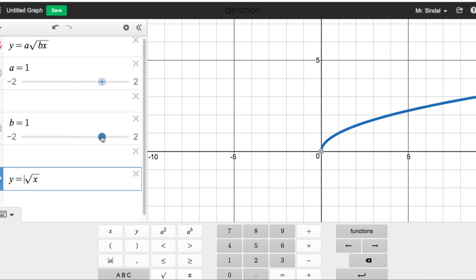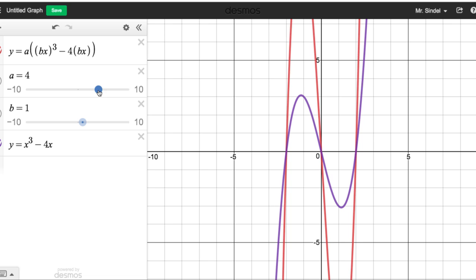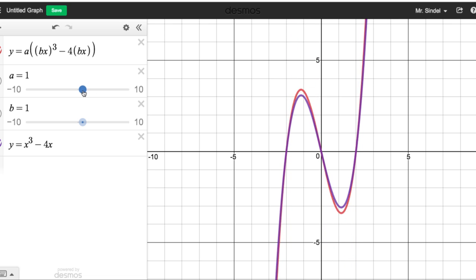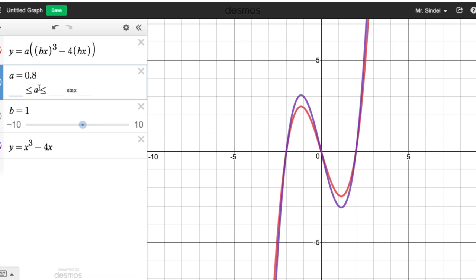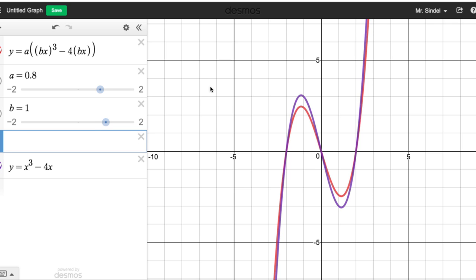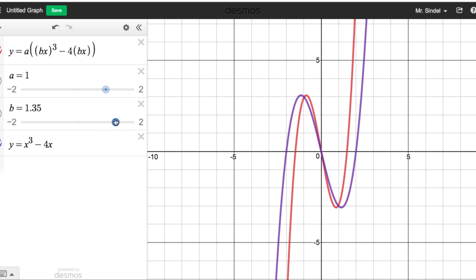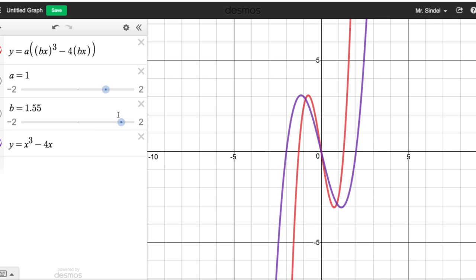So what happens when B is bigger than 1? It goes up there. What happens when B is bigger than 1 on this graph? Set it back to 1, Mr. Sindel. In fact, this is really annoying. I'm going to change these bounds really quick. Sorry. 2, step by 0.05, tab, tab, tab. This is going to be -2 to 2.05. All right. So now that this is back here at 1, it's a lot easier to drag this now. What happens when B is bigger than 1? Whoa, what happened there? It stretches horizontally.